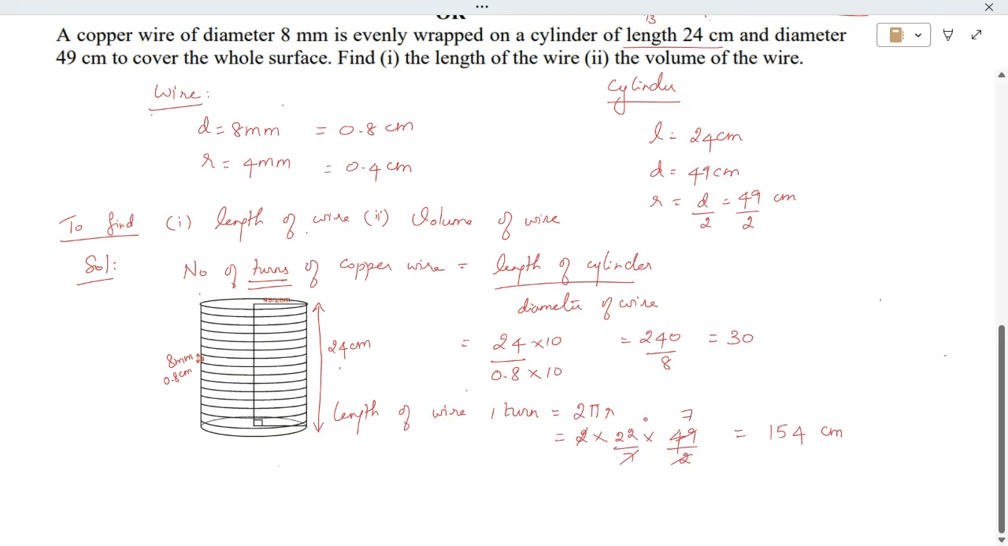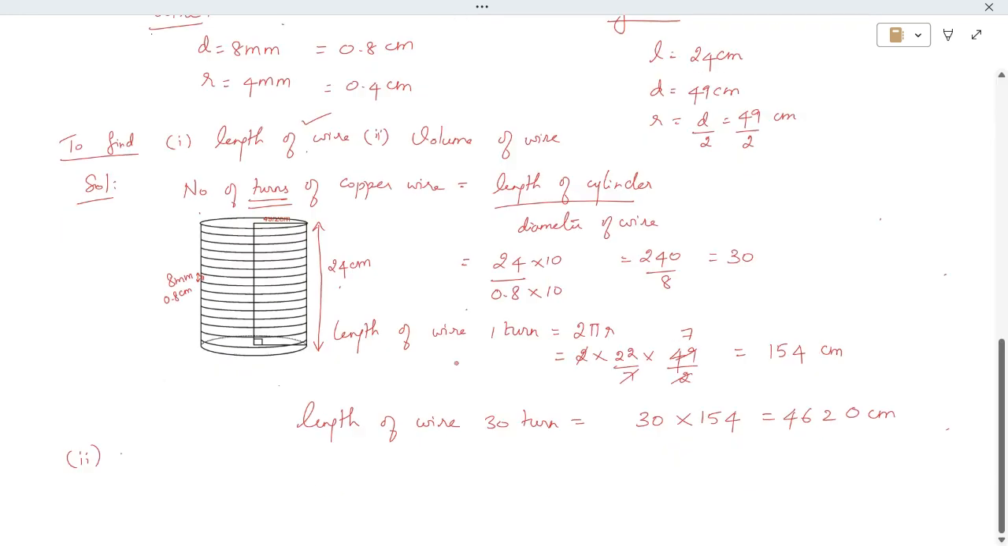But I need to find the length of the wire which wrapped the entire cylinder, which means it has taken 30 turns to wrap around the cylinder, isn't it? So length of wire for 30 turns to wrap around the cylinder is equal to 30 times 154. So it is going to be 4620 centimeter. So I have found the length of the wire. Now I need to determine the volume of the wire.